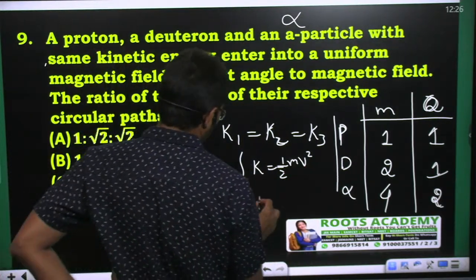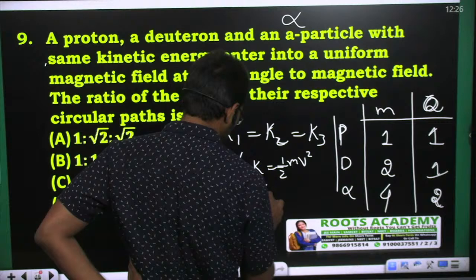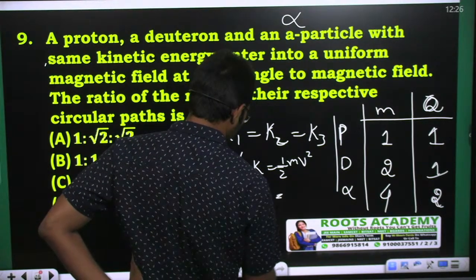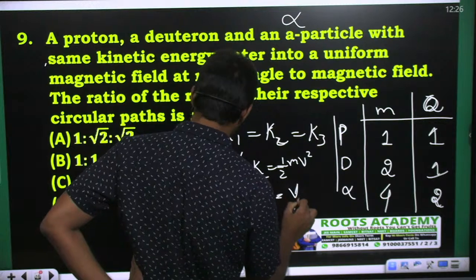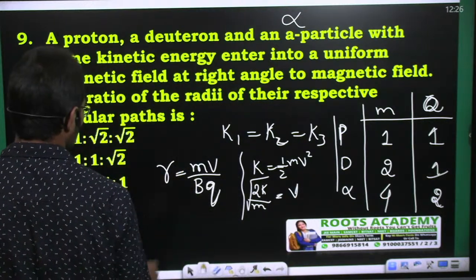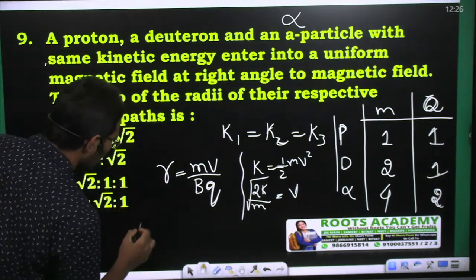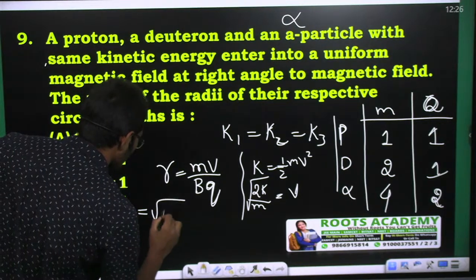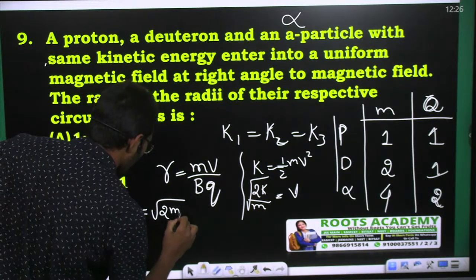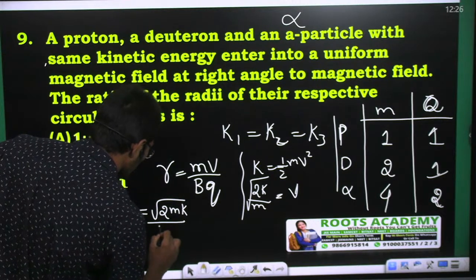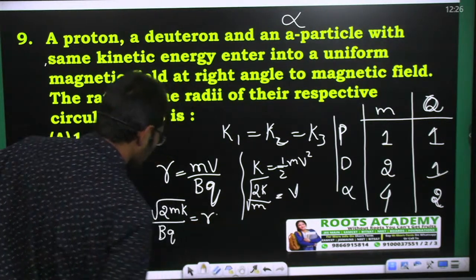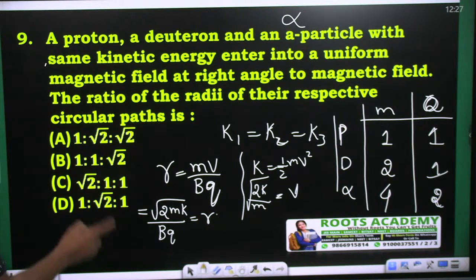Half mv square equals 2k by m, so v is equal to under root 2k by m. Let us substitute v is equal to under root 2k by m. It will be 2mk by bq is equal to radius r. So this is the radius in terms of kinetic energy.